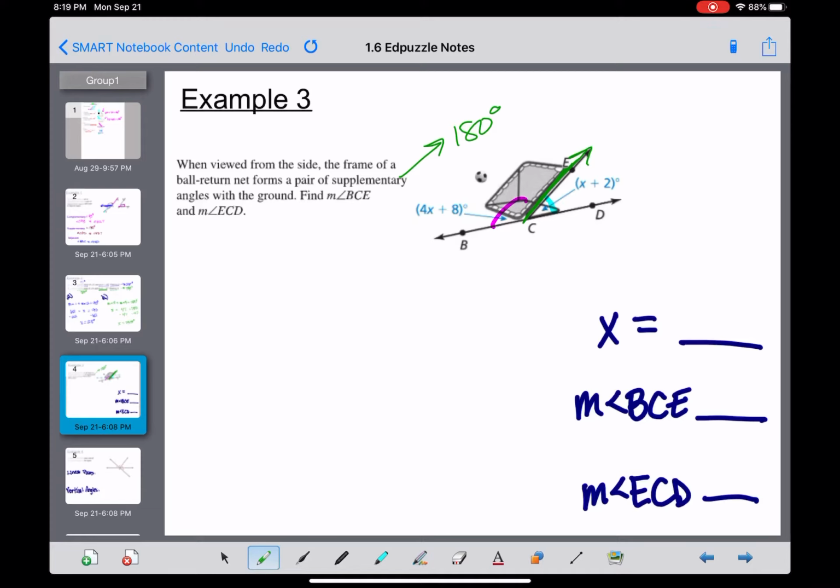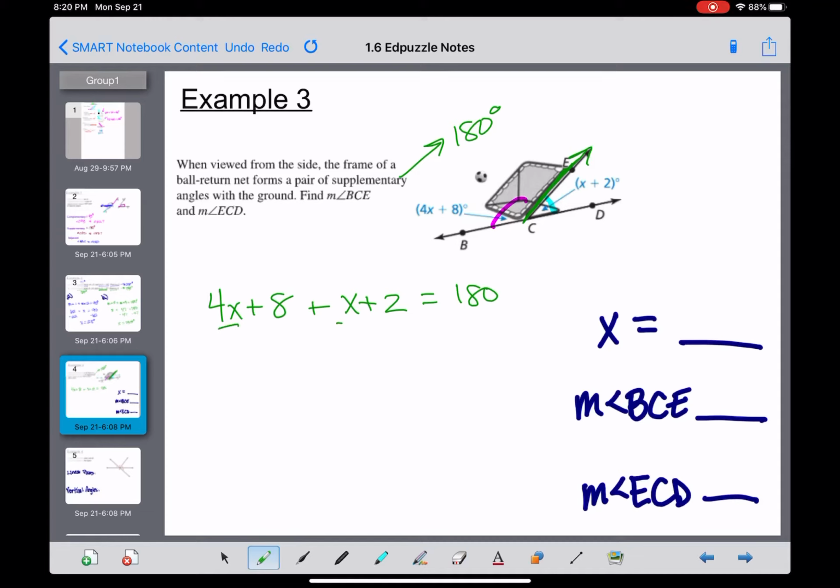So angle BCE is represented by 4x plus 8. ECD is represented by x plus 2. And the sum of those two angles is supplementary, or 180 degrees. So I will continue to solve algebraically.